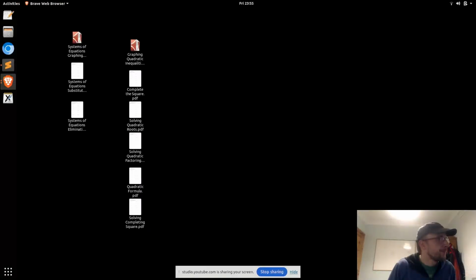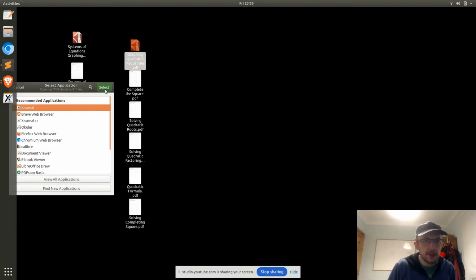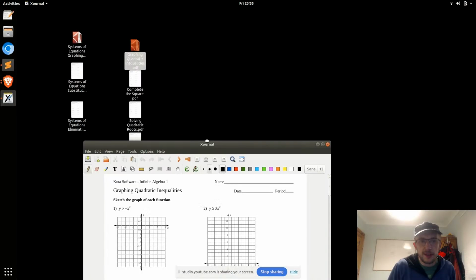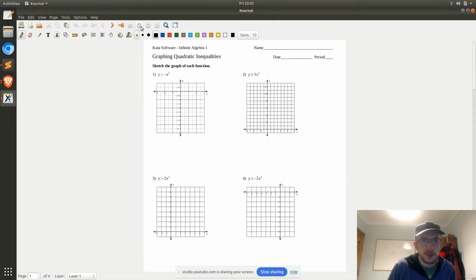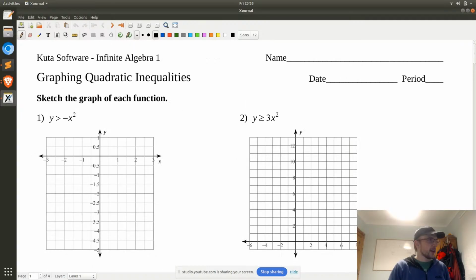Brilliant. My absolute favorite, quadratics. Oh, delicious. Quadratic inequalities. Just to get started, as a little appetizer.